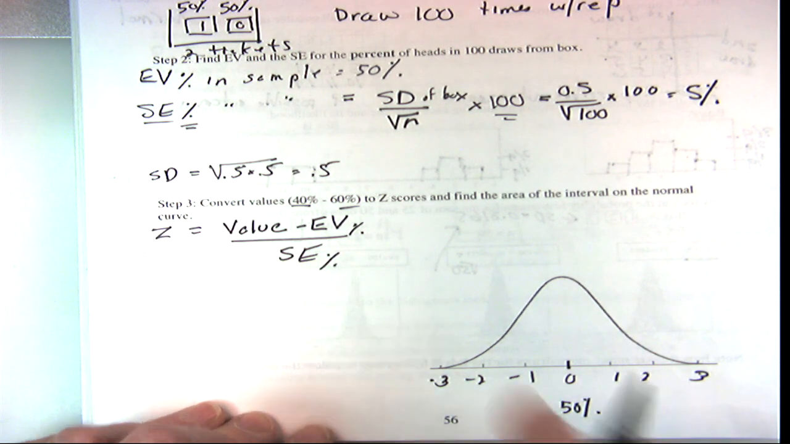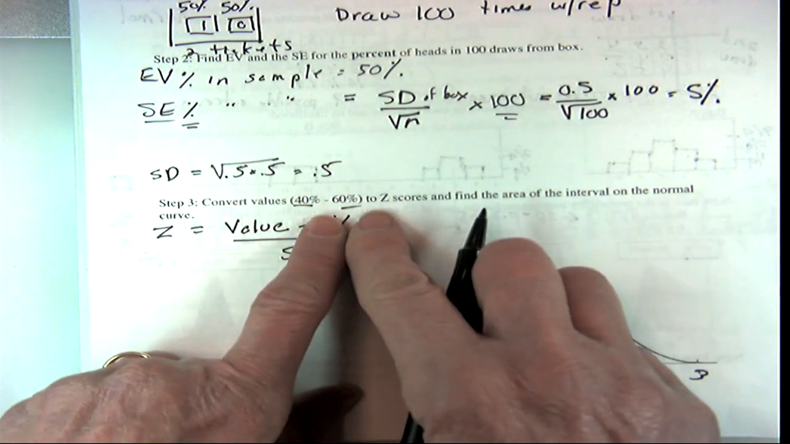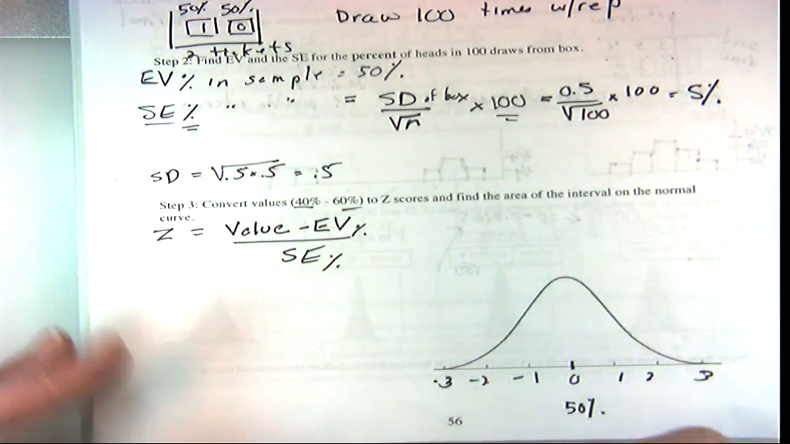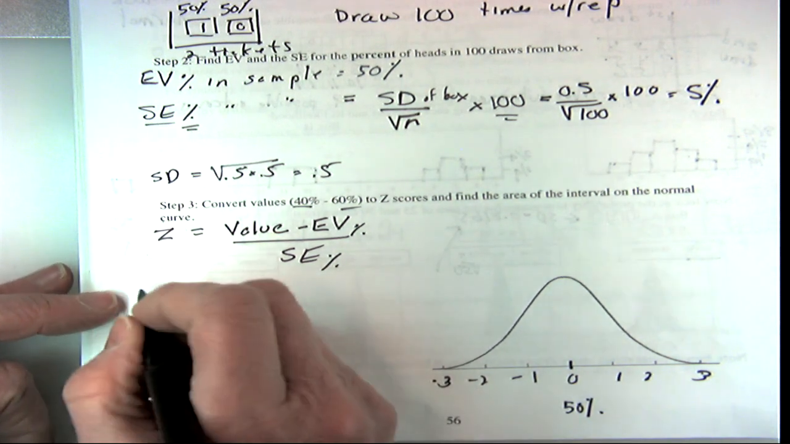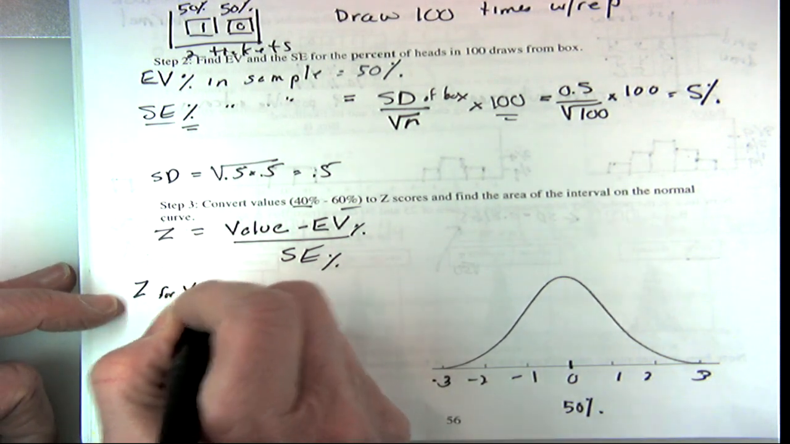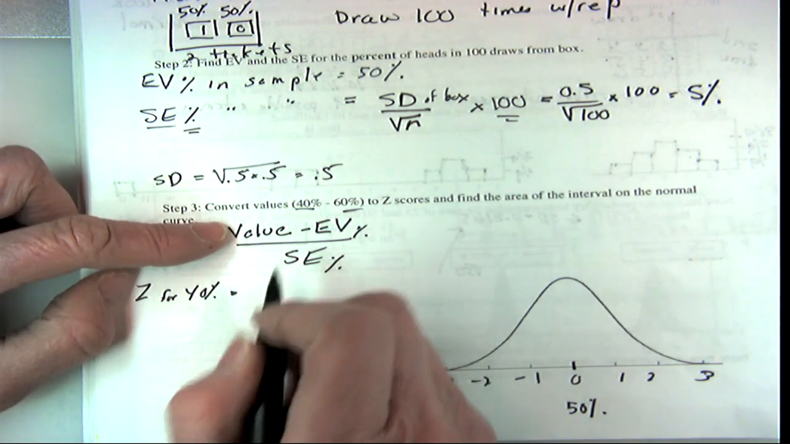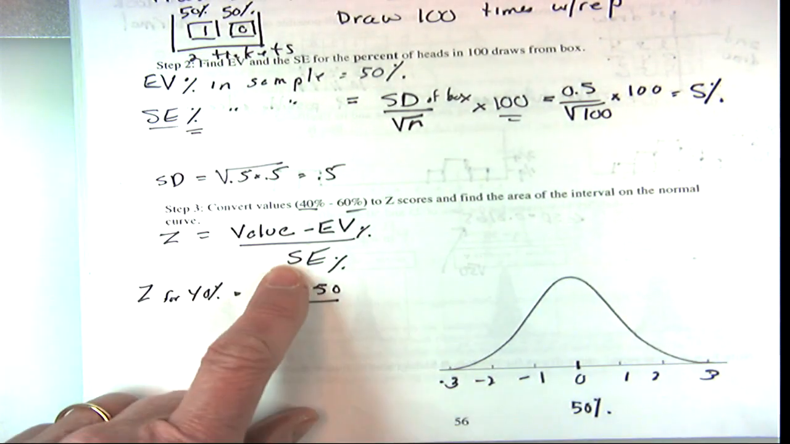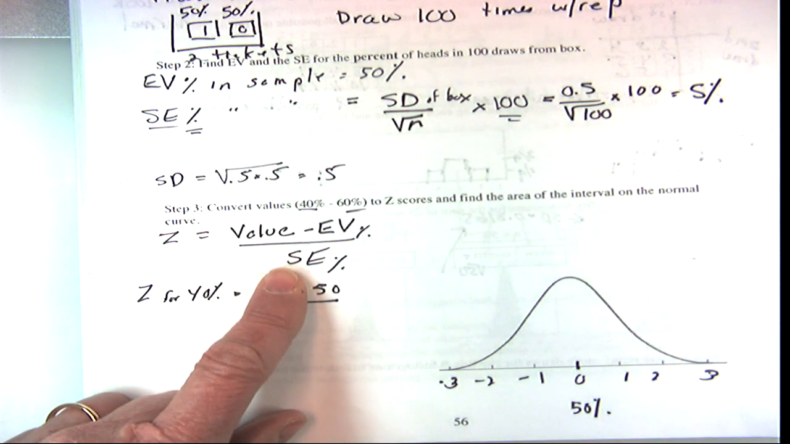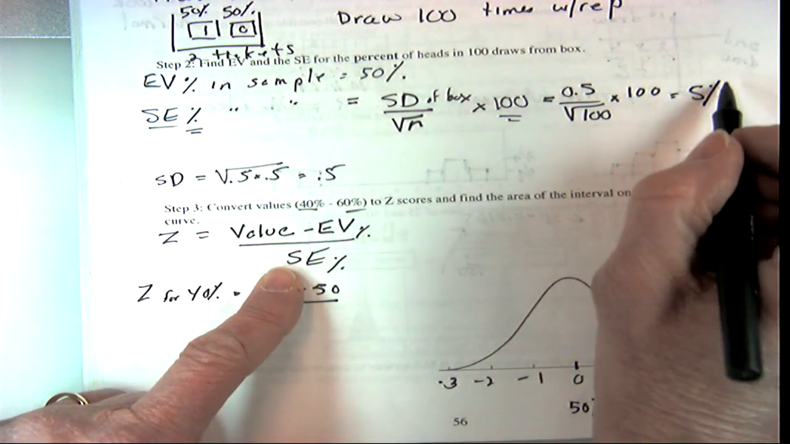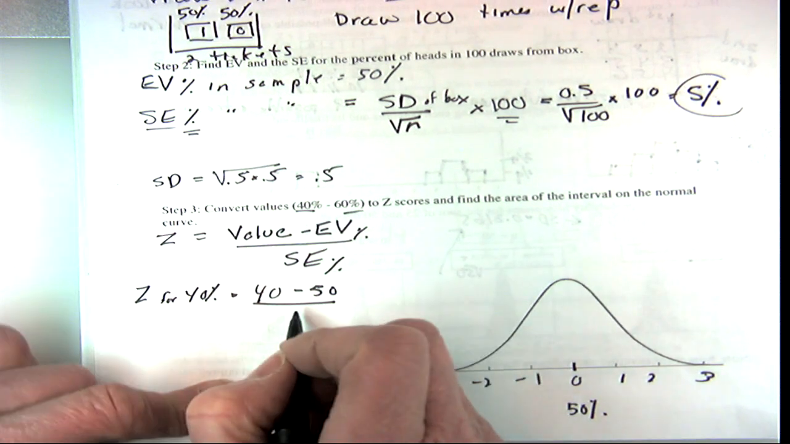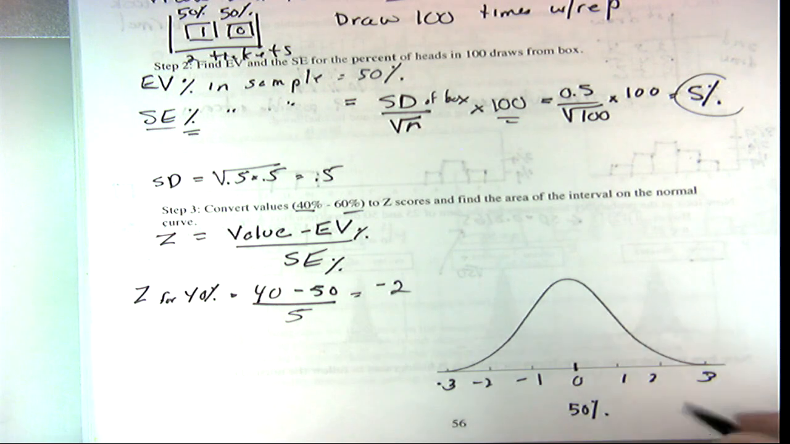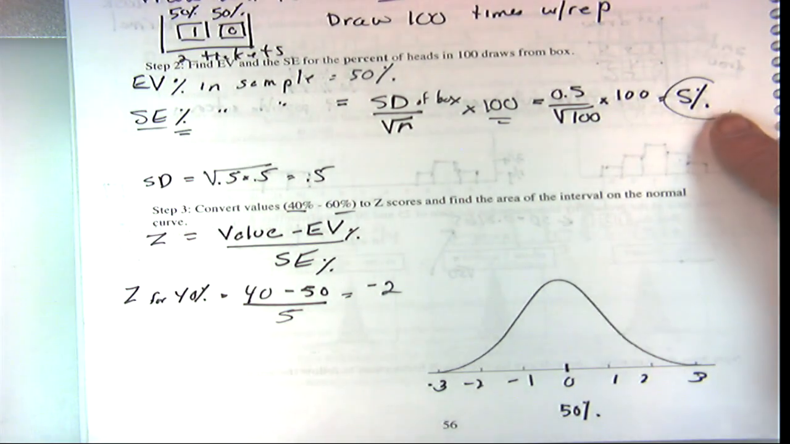And now what do we want? We want to know where is 40 and 60. Okay? Where do we put it? That's all we're talking about. So for 40%, the z for 40% is going to be what? Our value is 40, so we say 40 minus 50 over our standard error. So what is our standard error? We just figured it out. It's right here. So it's over 5. So that's -2. Why? Because we just saw our standard error is 5%.